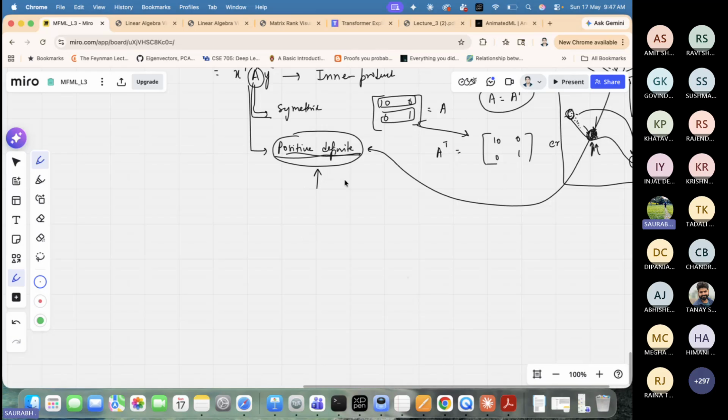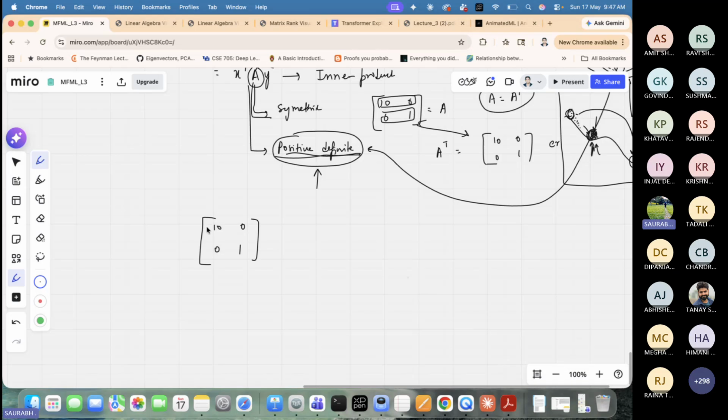Now, what is the essence of it? Think of a matrix like this, the same matrix, let's say 10, 0, 0, 1. By the way, this is a positive definite matrix because the eigenvalues are positive. You will learn that in the next class. And also the determinant is positive. You find the determinant: 10 into 1 minus 0, which is 10, right? So the determinant is positive, and also the eigenvalues are positive.